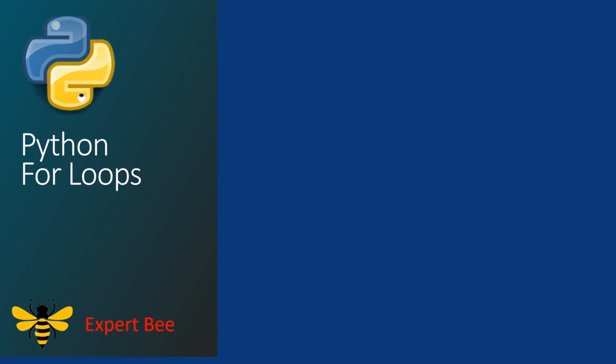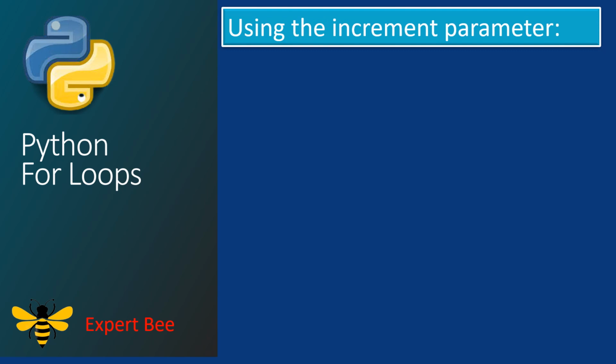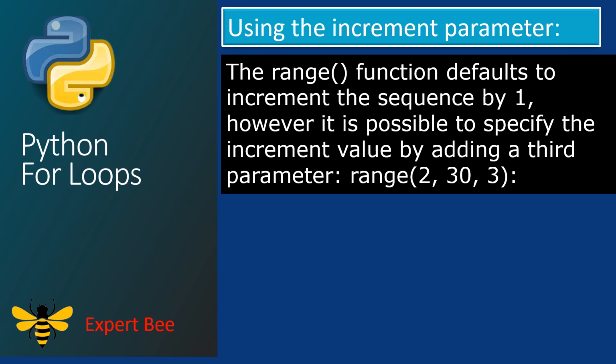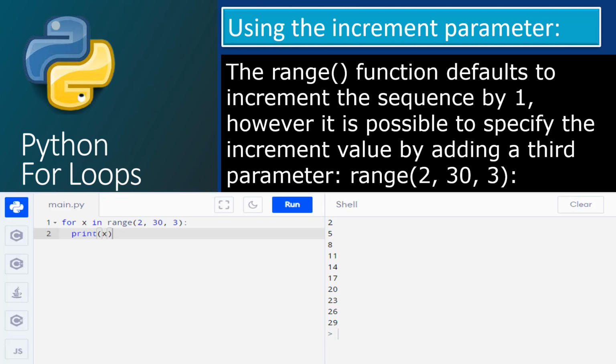Now we will see how to use a for loop with the range function using the start parameter and increment parameter. The range function defaults to incrementing the sequence by 1. However, it is possible to specify the increment value by adding a third parameter. We'll use the online compiler to print numbers from 2 to 30, incrementing the sequence by 3, where the default is 1. So we'll type for x in range(2, 30, 3): print(x).